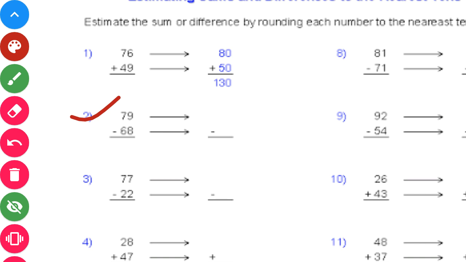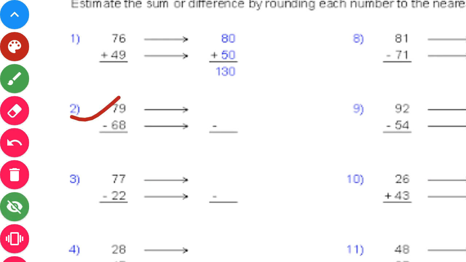79 minus 68. Question number 2 is 79 minus 68. So 79. Which number will we see? We will see the number given at ones place. Which number is there at ones place? 9 is there. And 9 is greater than 5. So this 9 will become 0. And 7, the number given at tens place, will get increased by 1. So this will become 8.